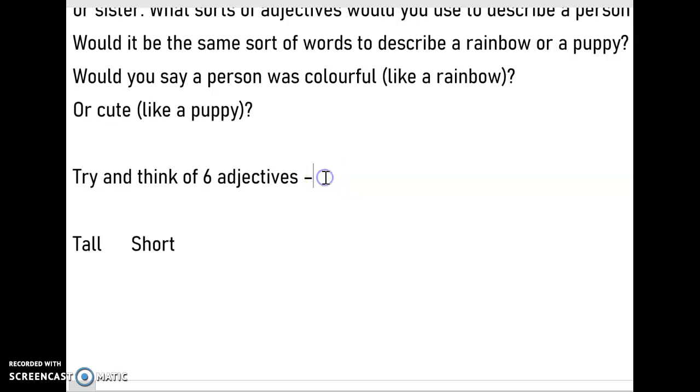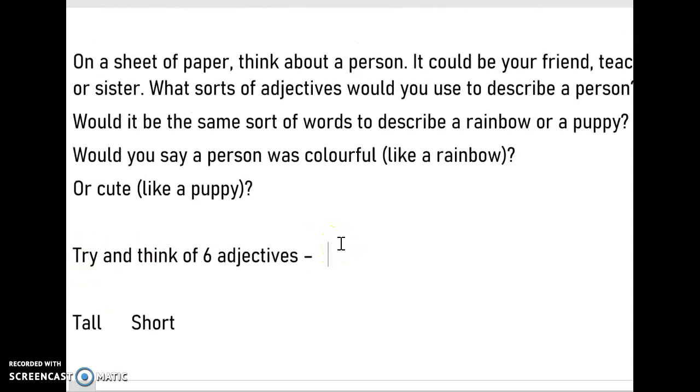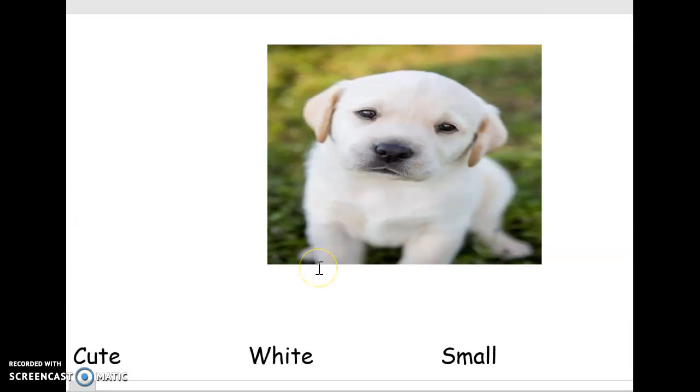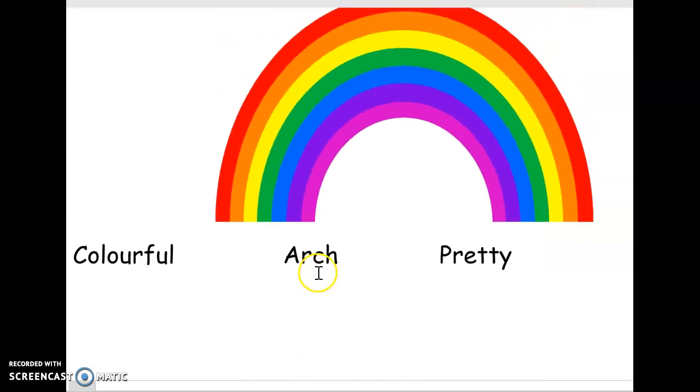I wonder if I added this word. Is that a describing word? It can be. If we were describing a shape, it can be. But do we use that when we're describing a person? All right, so be careful of your choice of adjectives today. There's your cute, white and small puppy. There's your colourful arch and pretty rainbow. So off you go.